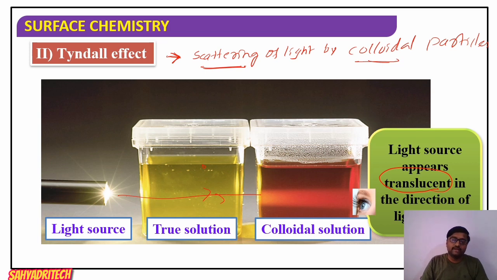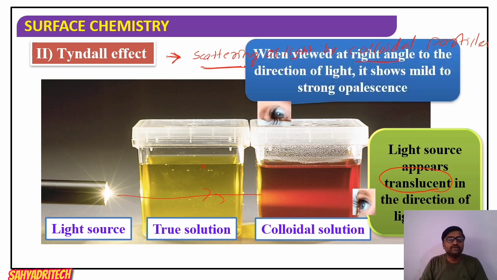And what is the second observation we made? At right angles to the path of the light beam, when viewed at right angles to the direction of light, it shows mild to strong opalescence. So there is a difference. In true solutions it appears dark at right angles, but in colloidal solutions it appears opalescent. There is a difference in the observations.